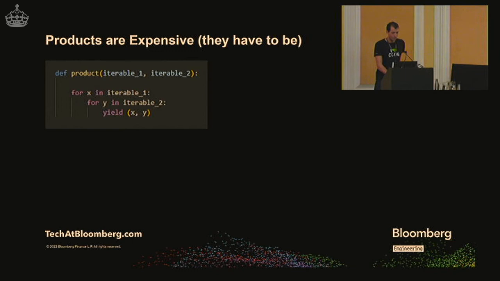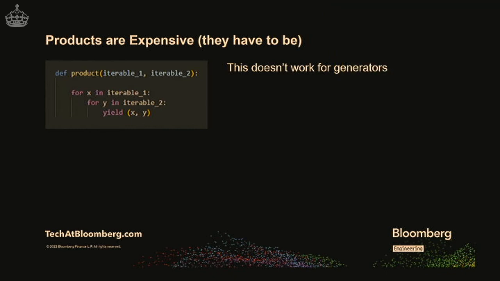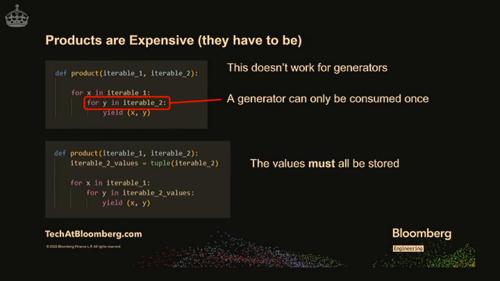If we write out something like this, for x in iterable 1, then for y in iterable 2, to try and go through every pair, it doesn't work for generators, because you can only go through a generator once, and this tries to go through it multiple times. So instead, we need to store all the values for that second iterable in order to go through it multiple times. And this must be done.